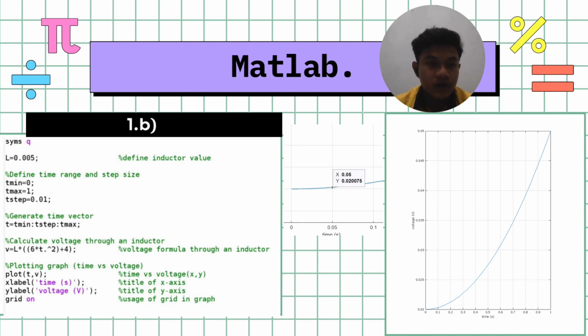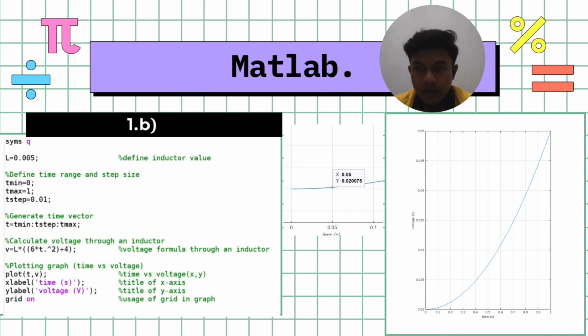So the voltage formula through an inductor is V equals L times 6t power of 2 plus 4. For plotting the graph of time versus voltage, we use the command plot t, v, xlabel time as the title of the x-axis, and ylabel voltage V as the title of the y-axis. We also use grid on for the grid in the graph. After we run our program, the output of the graph will be as shown below.